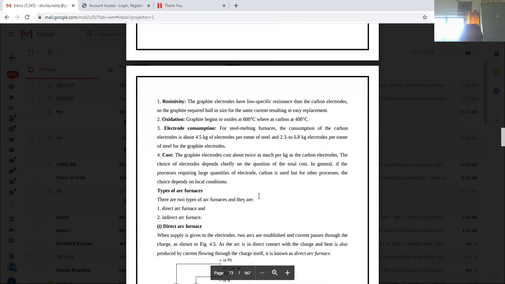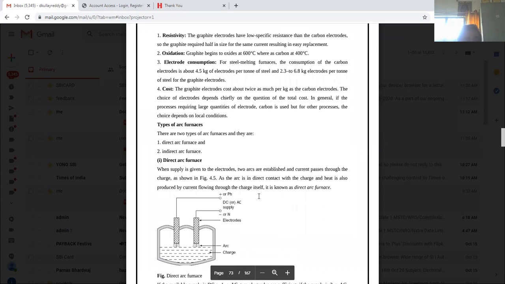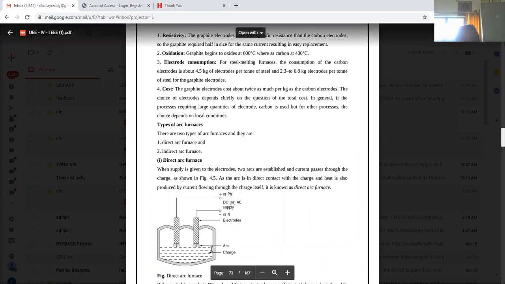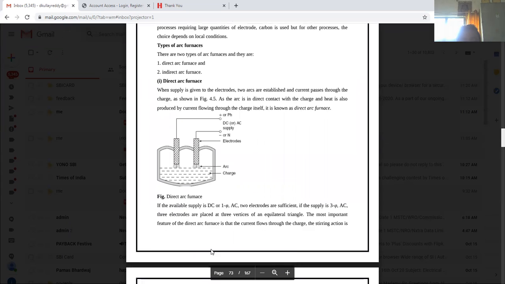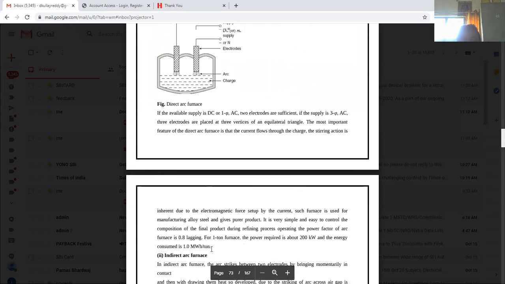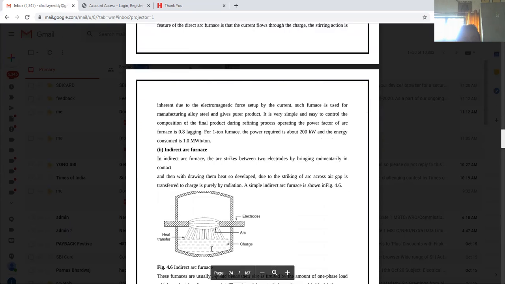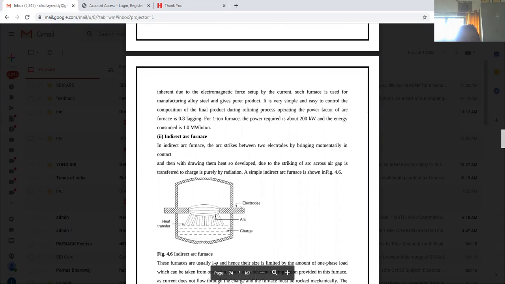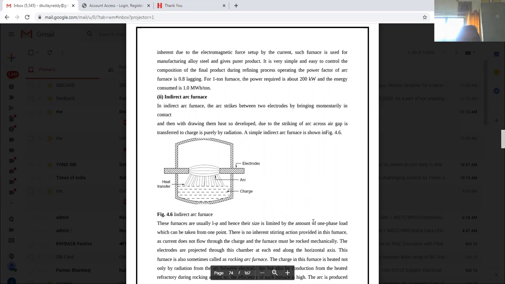Then, I already discussed direct and indirect arc furnaces. The direct furnace heats directly. In the indirect case, the electrode is first heated, and by a radiation process the heat is transferred to the substance or material. That is the difference.